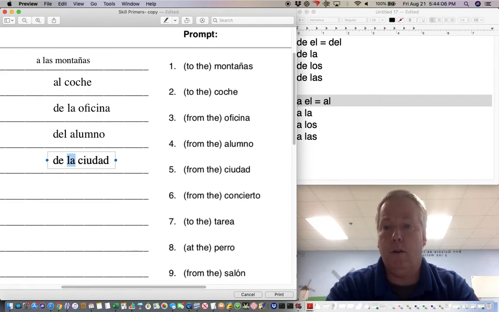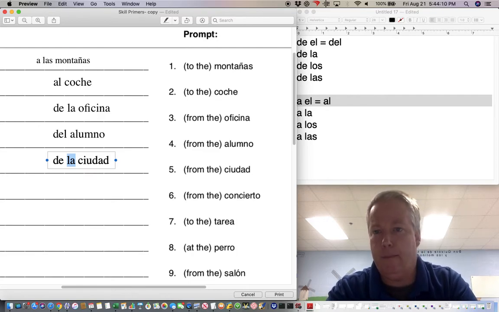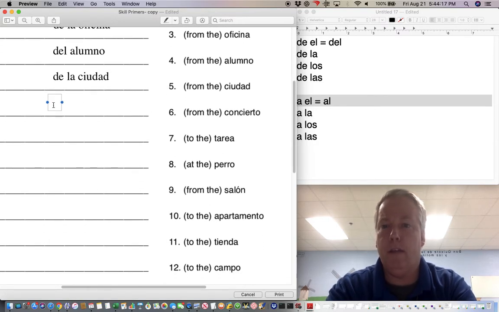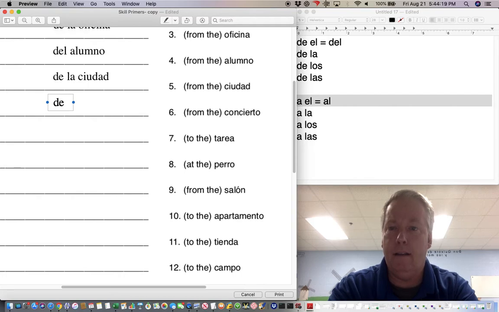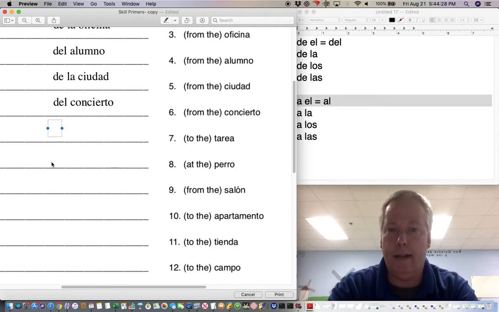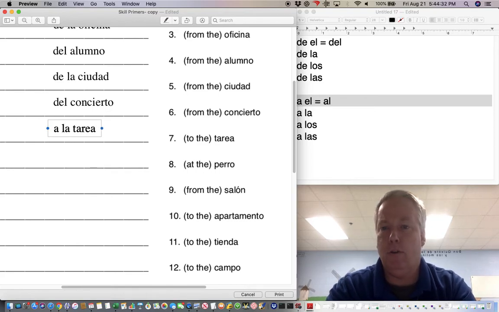If you don't know which one of these to pick, el, la, los, or las, then this skill is not possible for you right now. You need to go review the articles skill. Number 6, from the concierto. De el concierto, which means the de and the el are going to be a contraction. Number 7, to the tarea. A la tarea. Tarea was a girl, so it had to be la tarea, hence a la tarea.